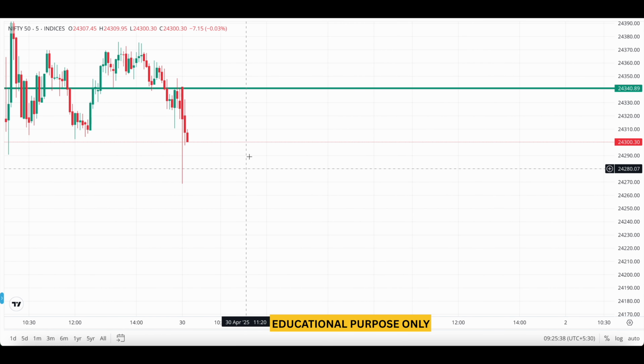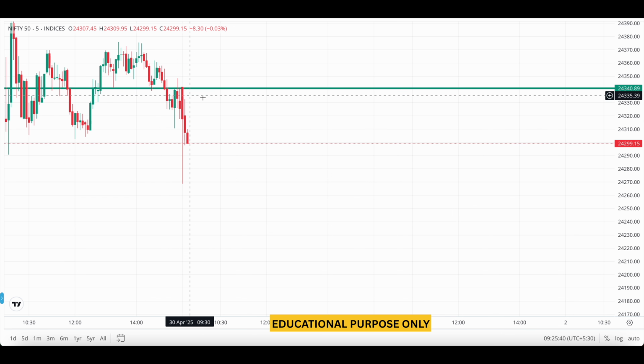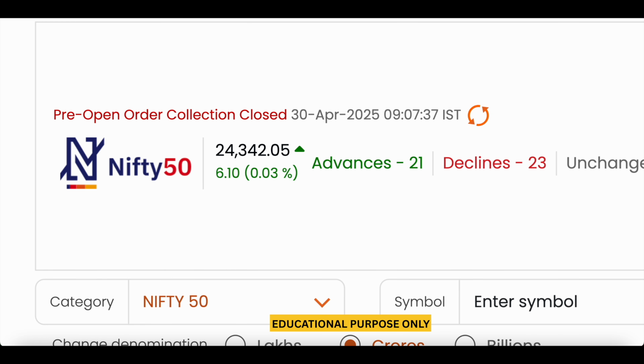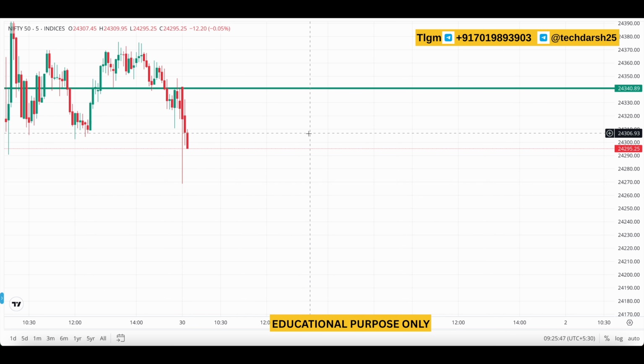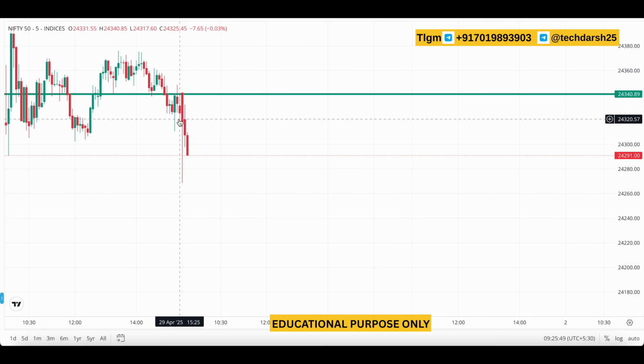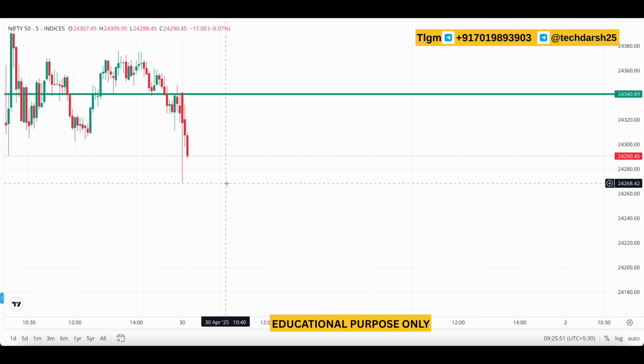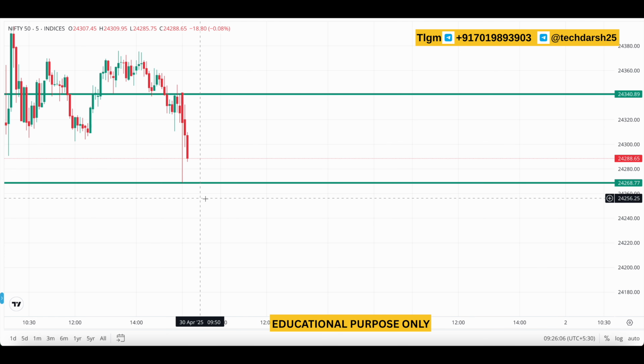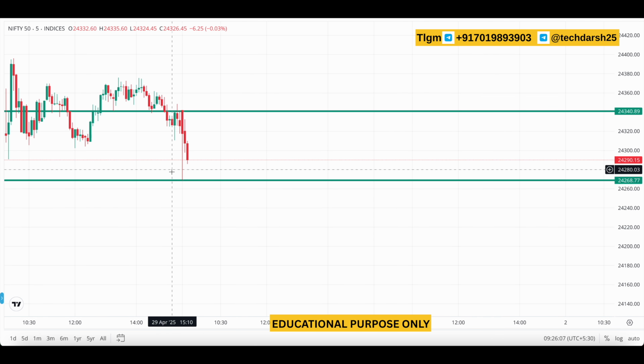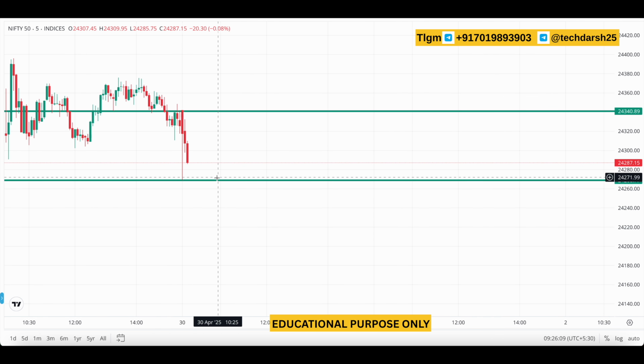Yes, this is the Nifty 50 chart. So today's market is opening at 24,340 as of now. We can see that once the market opened, it came down. The lowest point it has touched as of now is around 24,268. Let's see whether the market will hold this low point as support for today, or break the support and come down.